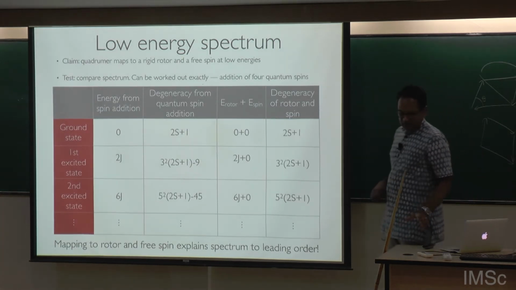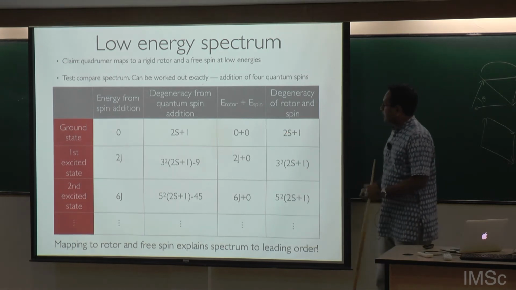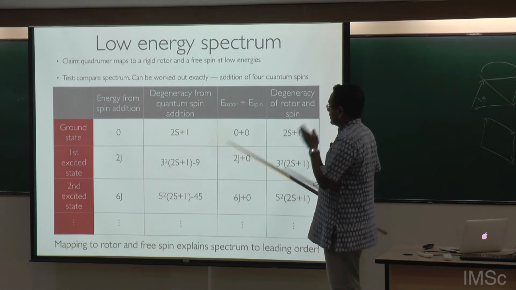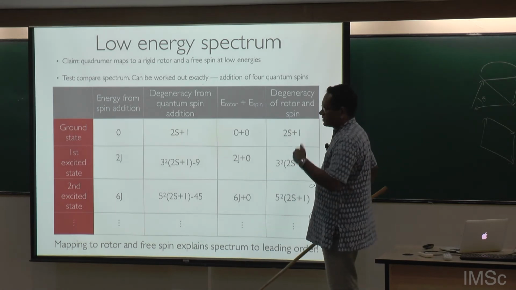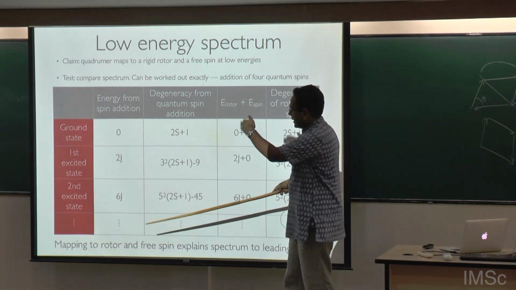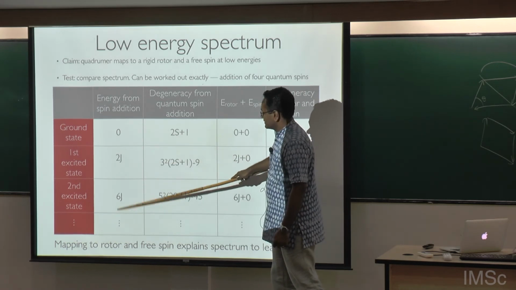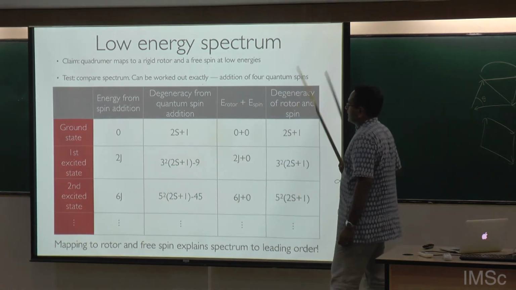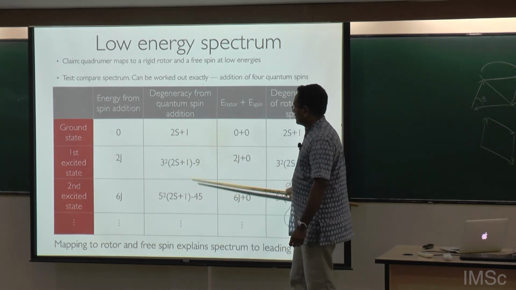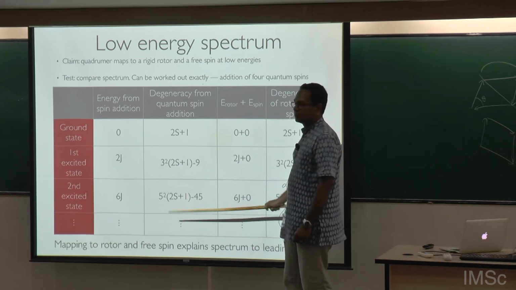So here, for instance, this is another way that Shankar showed that we could actually demonstrate this. So this is some quantum mechanical results. Imagine we are adding 4 spins using quantum mechanics. We'll get the spectrum in this way. We'll say that the ground state is energy 0, first excited state is 2j, second excited state is 6j, and so on. And then we'll say that the ground state has 2s plus 1 states, where s is the spin quantum number. First excited state is 3 squared, 2s plus 1 minus 9, and so on.